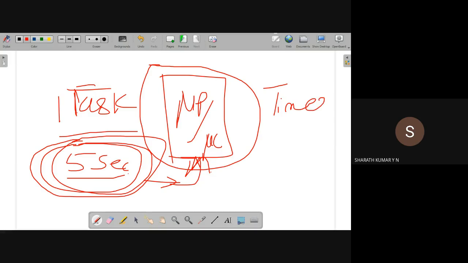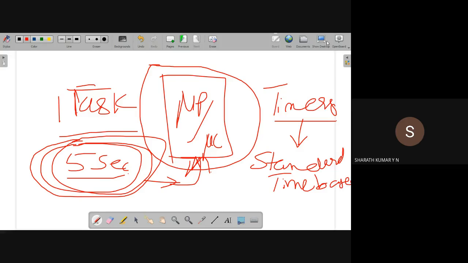Okay, timers. Okay, fine. What is a timer? A timer is a hardware which generates standard time-based signals. What are the standard time-based signals? Let us look into that.